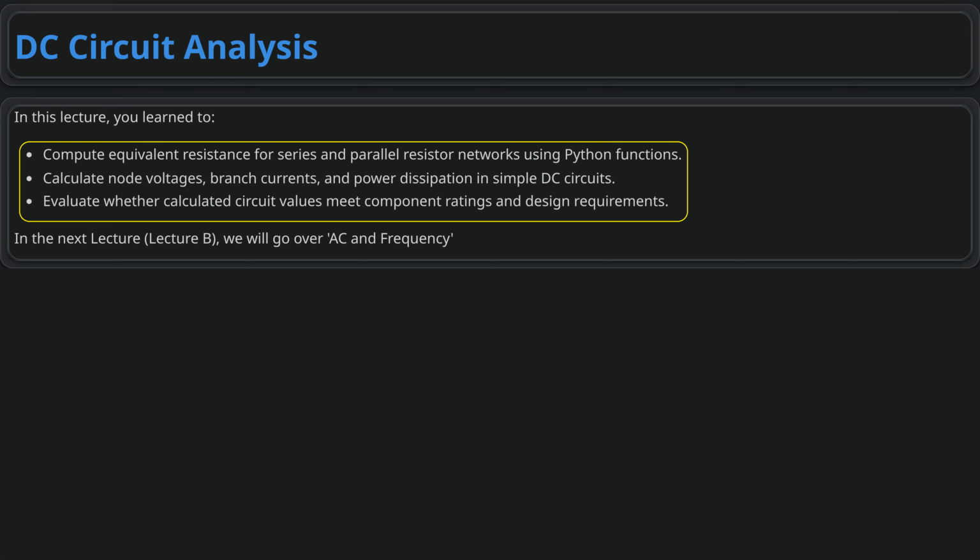In this lecture, you learn to compute equivalent resistance for series and parallel resistor networks using Python functions, calculate node voltages, branch currents, and power dissipation in simple DC circuits, and evaluate whether calculated circuit values meet component ratings and design requirements. In the next lecture, Lecture B, we will go over AC and frequency.